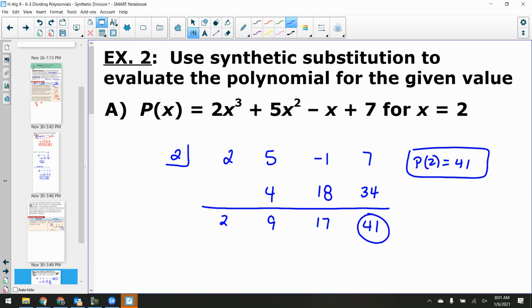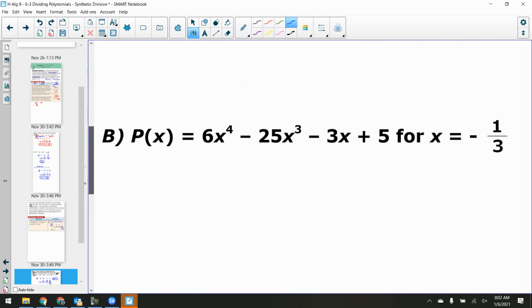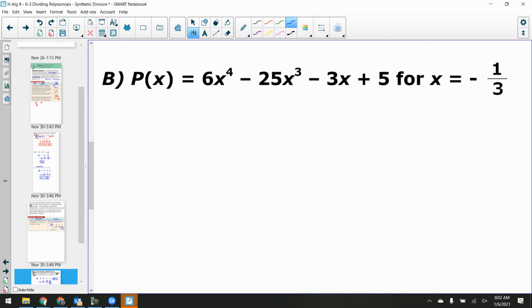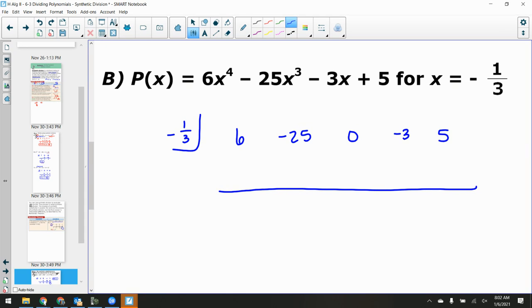Okay. All right, let's do it one more time. This last one here. Again, think about the difficulty. If you do not have your calculator, wouldn't it stink to have to take negative 1/3 to the 4th power and then multiply it by 6 and then take negative 25 times negative 1/3 to the 3rd power minus 3 times negative 1/3 plus, heck no, I'm not doing that. But this is actually not so bad. If I take negative 1/3 in my box, I've got 6, negative 25, don't forget the 0 for the x squared, negative 3, positive 5, to the 4th, to the 3rd, squared, x, constant.